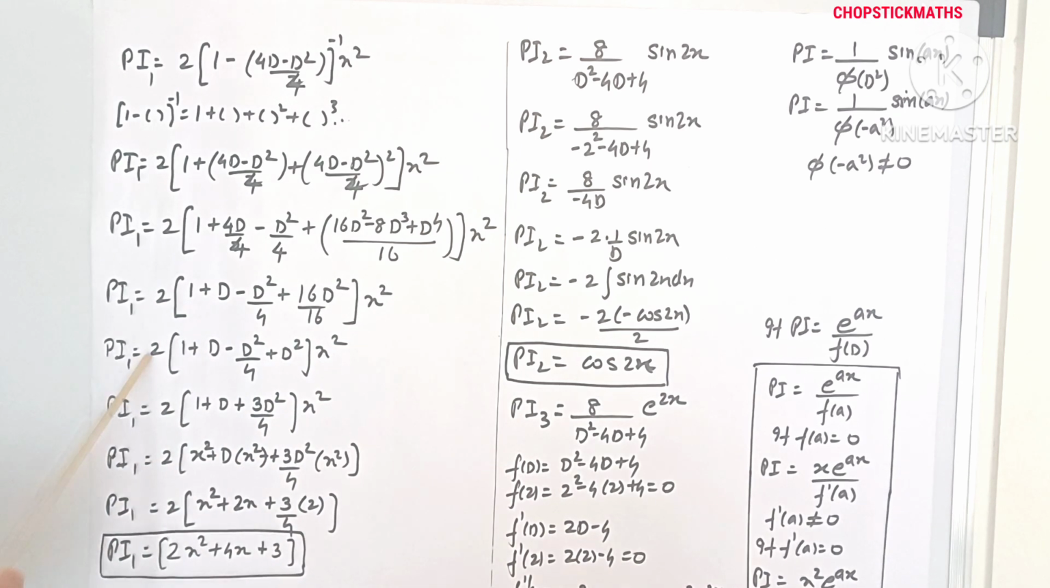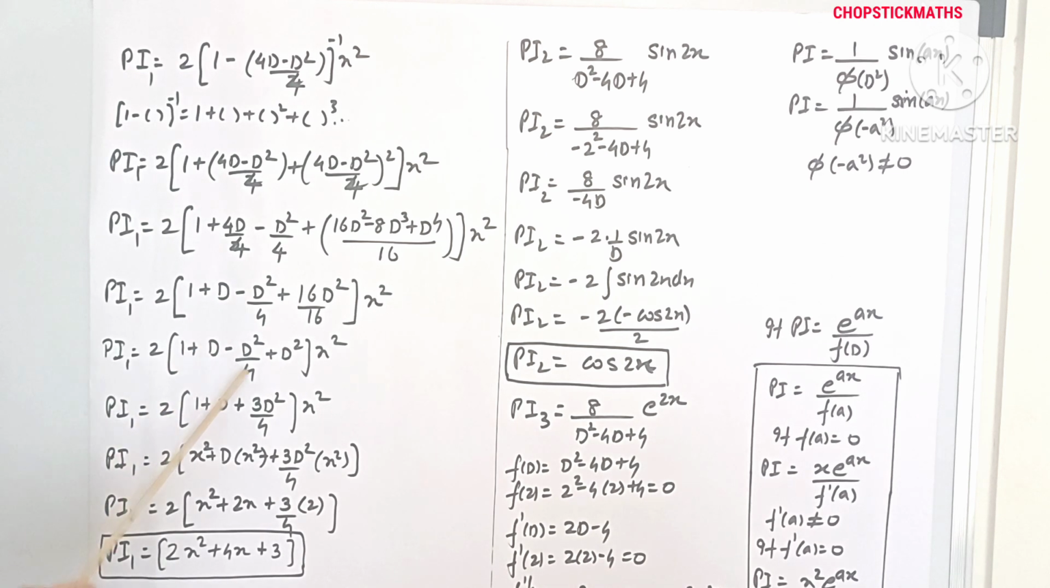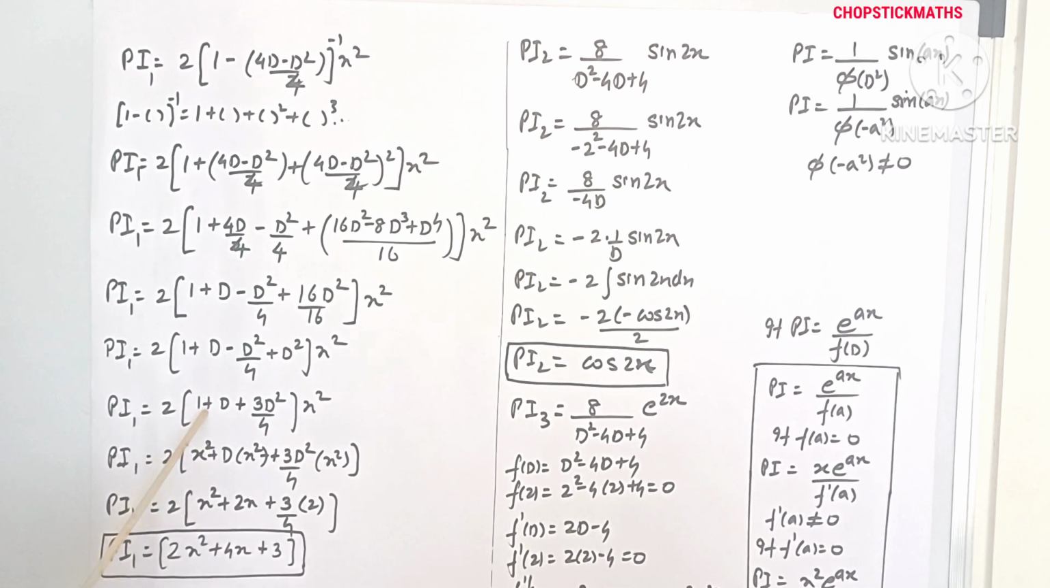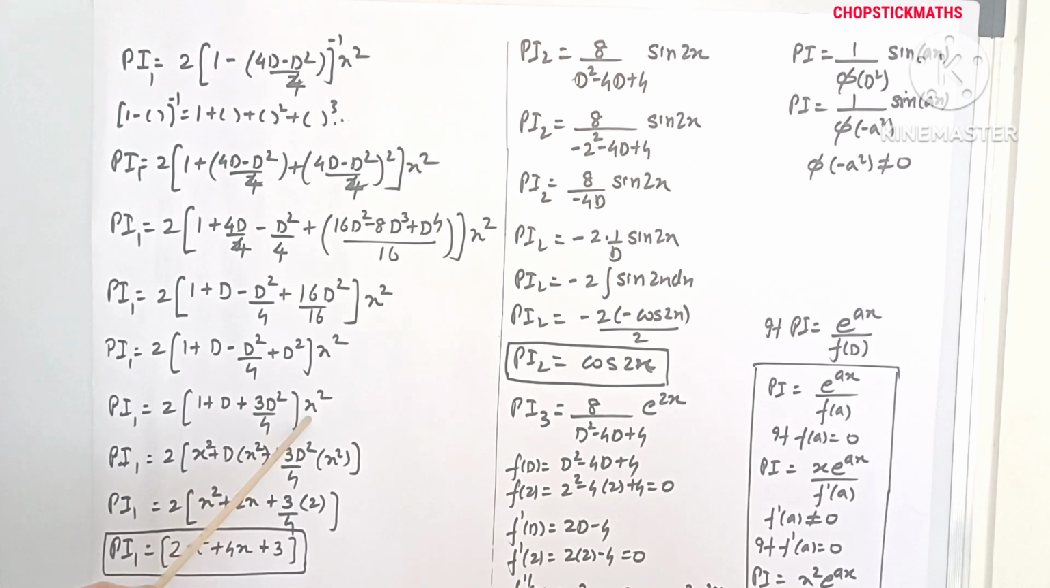So PI will be equal to 2 into bracket 1 plus d minus d square upon 4, and 16 here would cancel out each other. This would be plus d square into x square. So PI would be 2 into bracket 1 plus d plus, adding these two like terms, we'll get plus 3d square upon 4 into x square.